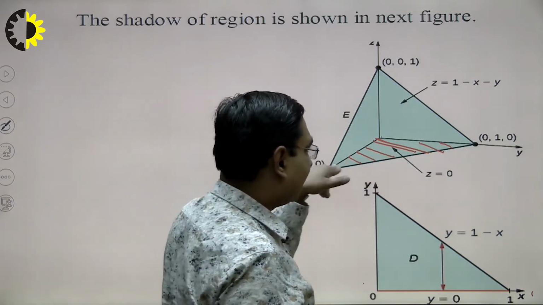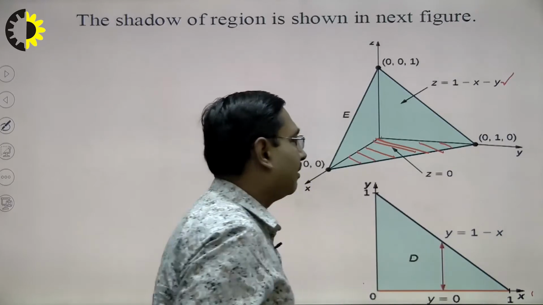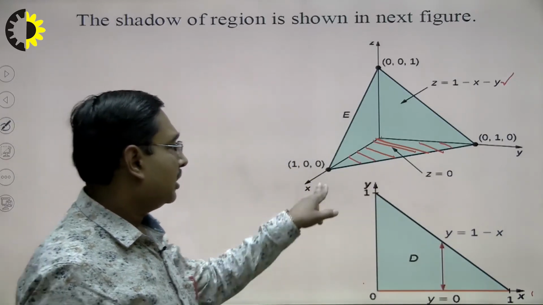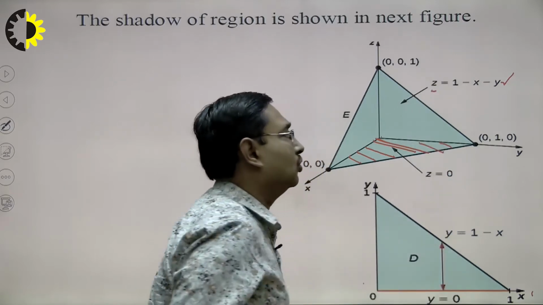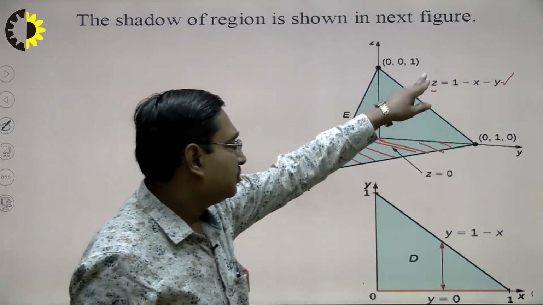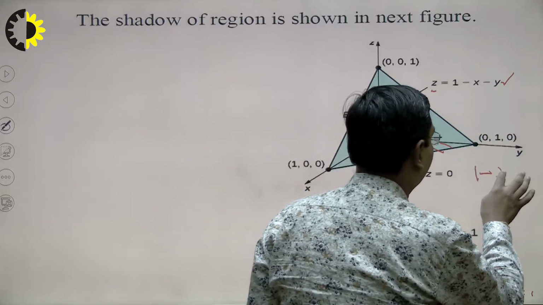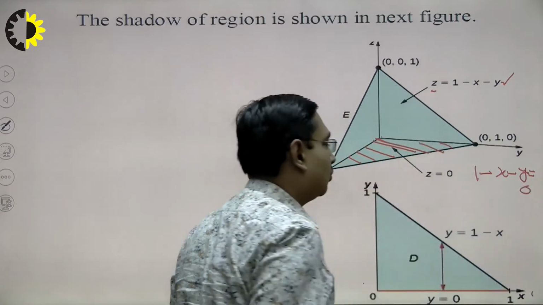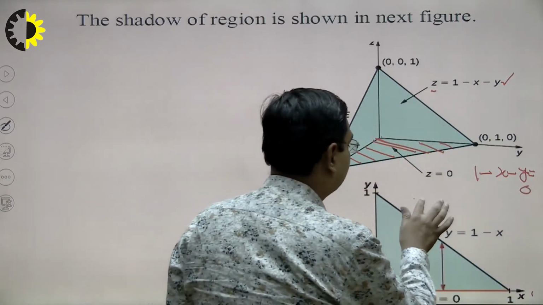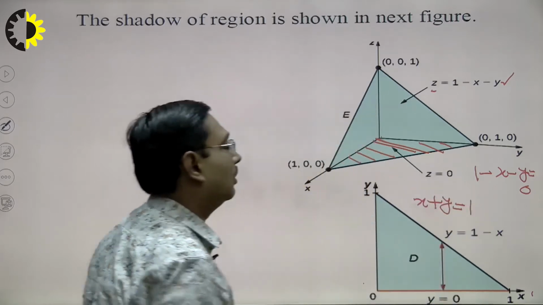Because this line is obtained by taking the intersection of the plane with the xy plane, its equation can be obtained by replacing z as 0 in this equation. Substituting z equal to 0 in this equation, I get 1 minus x minus y equal to 0, which gives x plus y equal to 1.